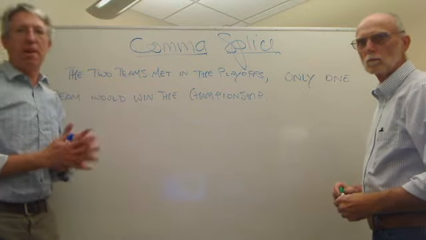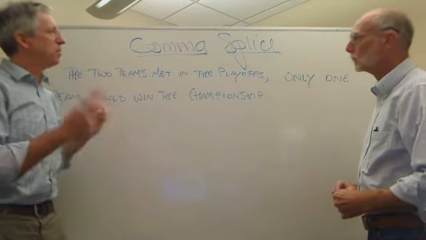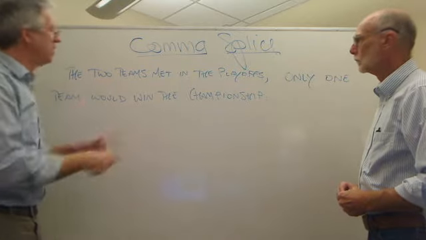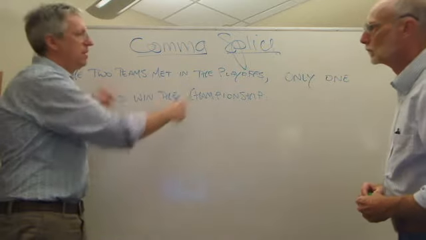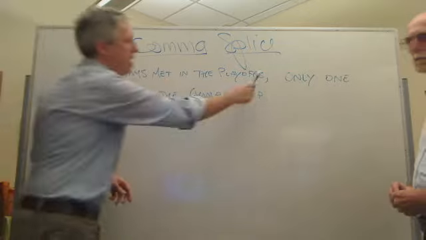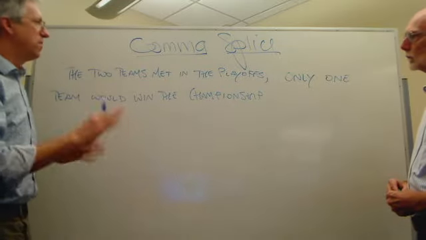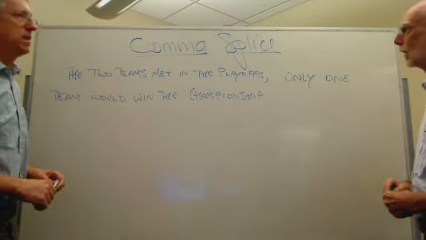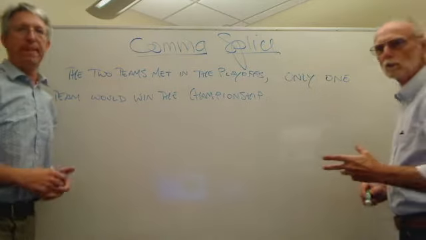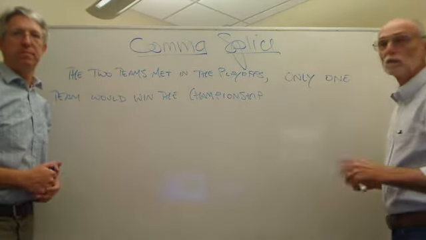All right, we're going to talk about comma splices now. A comma splice occurs when you have two independent clauses connected only by a comma. And they're actually relatively easy to fix, so we're going to go over how to fix these. Okay? All right. So the first way you can fix a comma splice is, in some ways, the easiest.